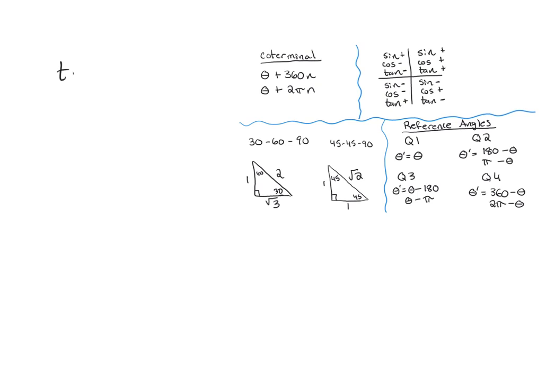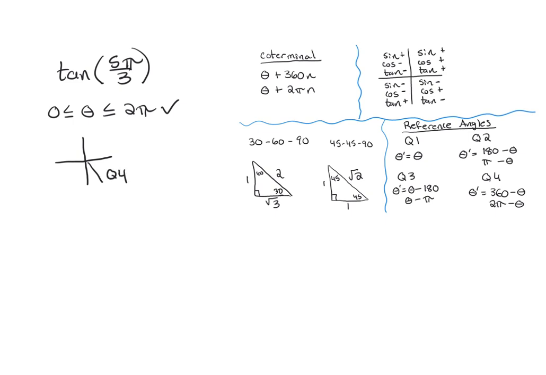All right, so now tangent of 5 pi over 3. First thing, let's make sure, is that in the interval from 0 to 2 pi? Yes, it is. And then, okay, which quadrant is 5 pi over 3? That will be in quadrant 4. So what is happening in quadrant 4? Tangent is negative, so my final answer will be negative.